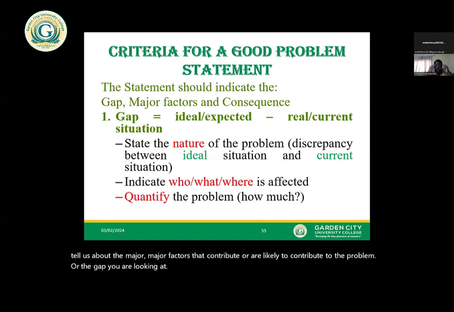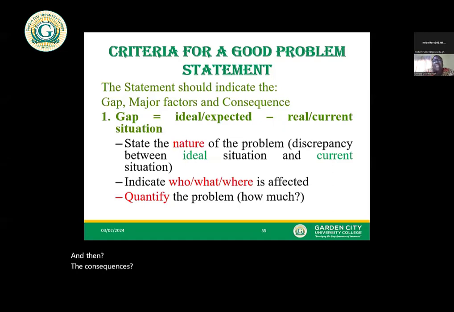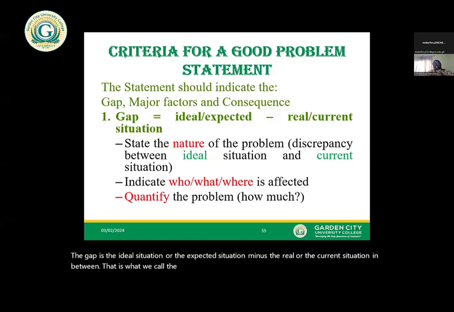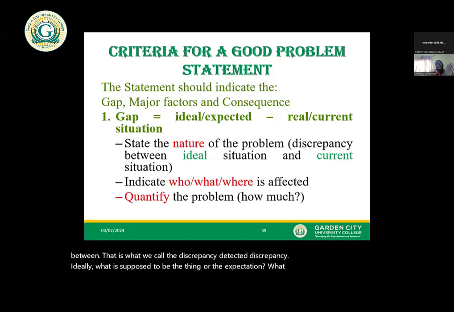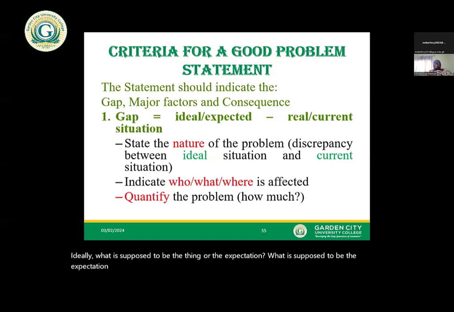And then the consequences. So what is the gap? The gap is the ideal situation or the expected situation minus the real or the current situation. In between, that is what you call the discrepancy, the detected discrepancy. Ideally, what is supposed to be the expectation? Then the real or the current situation: what is the situation on the ground?